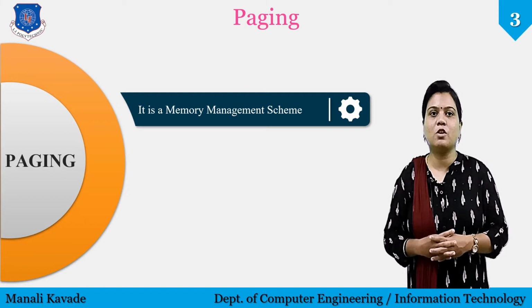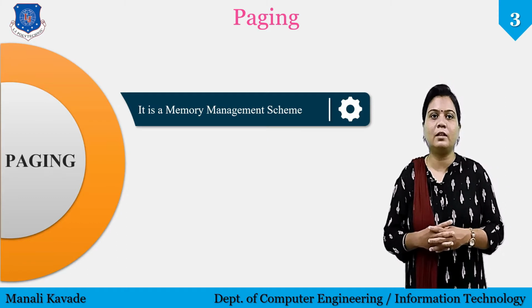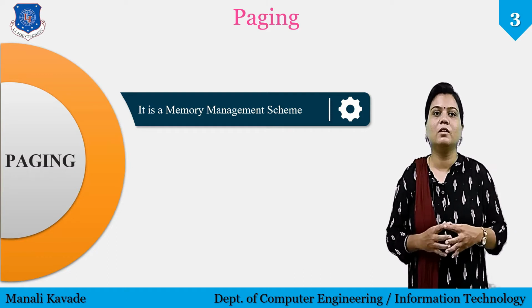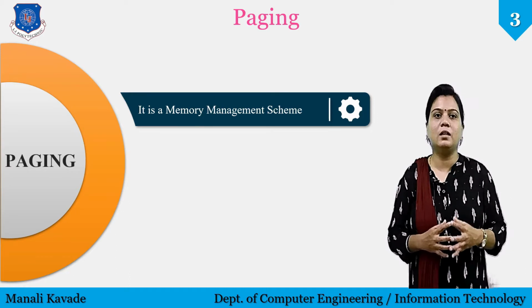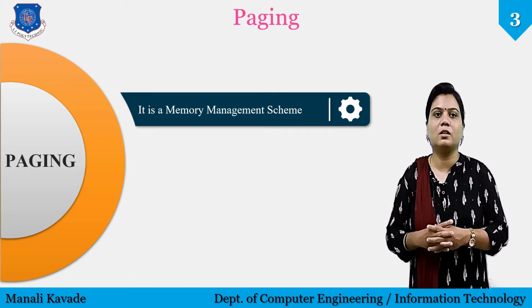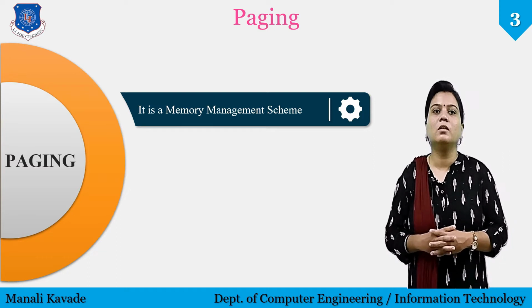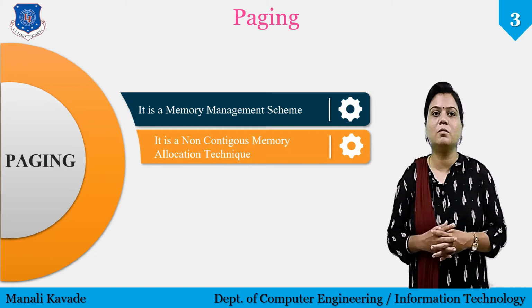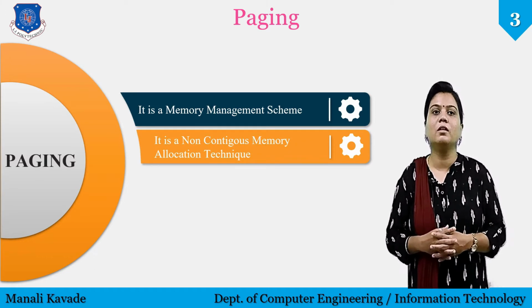Physical address space of a process will get non-contiguous memory. So, paging is a memory management scheme that eliminates the need for contiguous allocation of physical memory. Paging technique is one type of non-contiguous memory allocation technique.